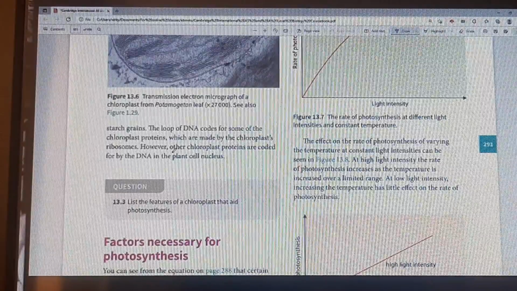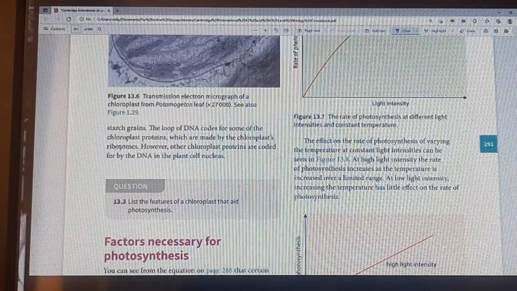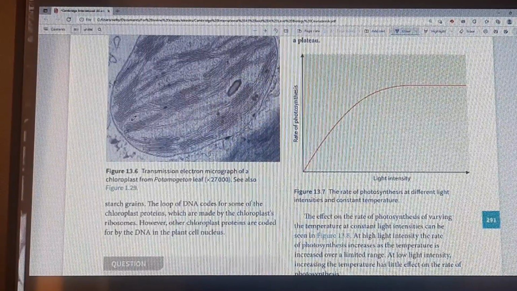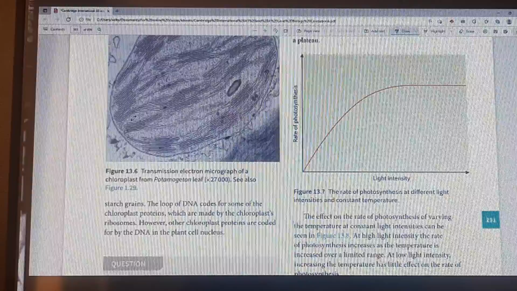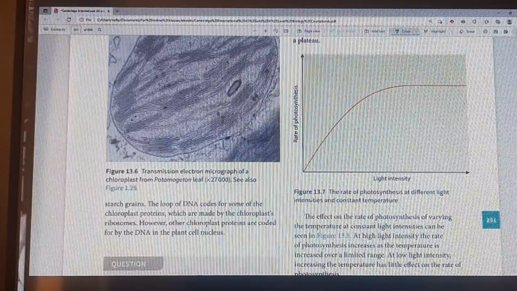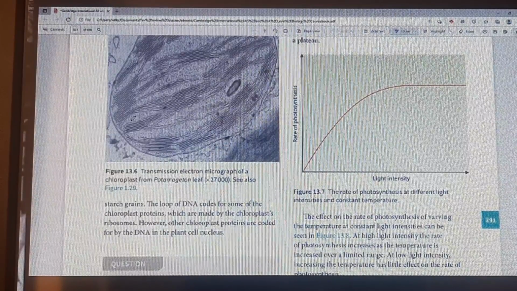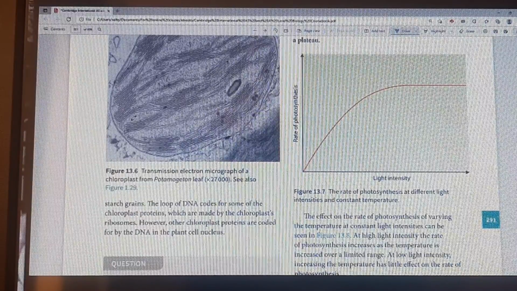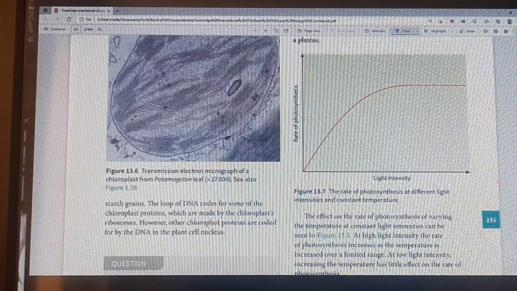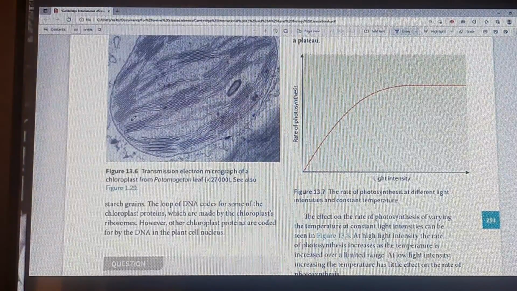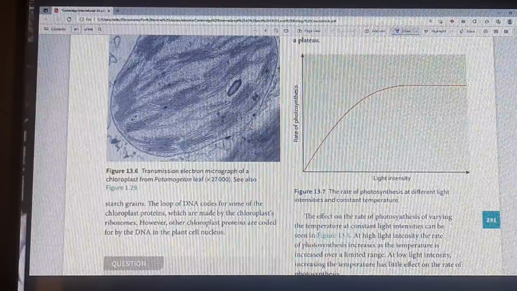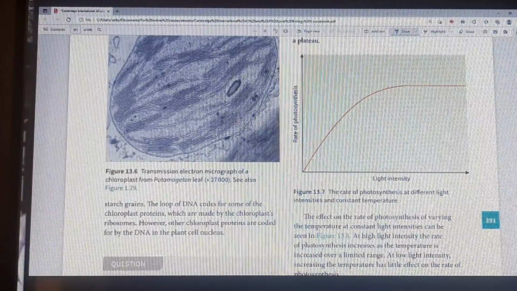However, other chloroplast proteins are coded by the DNA in the plant cell nucleus. Again, we are seeing interdependence between the bigger plant cell and the chloroplast. Yes, the chloroplasts provide the plant cell with sugars and organic compounds, but the bigger plant cell, the host, also provides the chloroplast with some proteins that only the plant cell can produce, but the chloroplast cannot. Right, so those are the functions and the structures of the chloroplast. More detail compared to chapter 1 and the previous lesson in IGCSE. More details now.